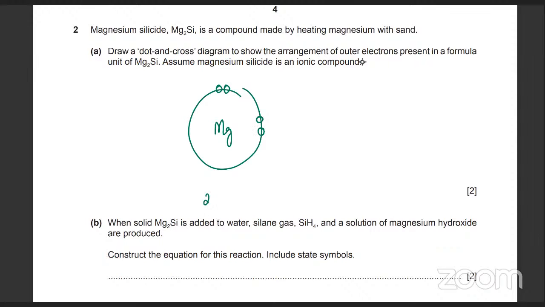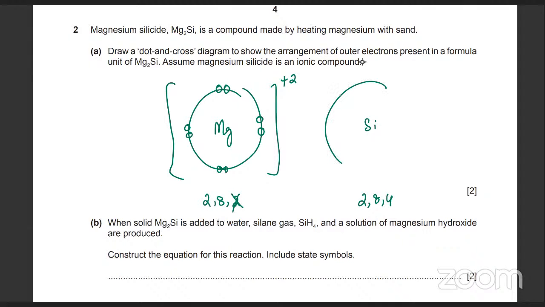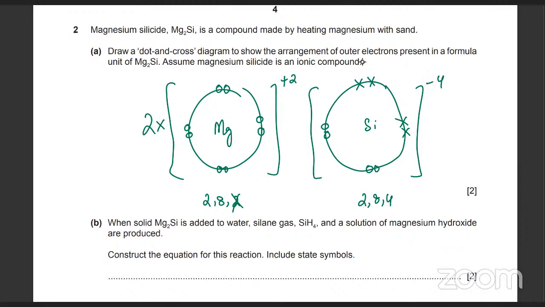Magnesium is 2,8,2, but 2+ means it's going to have 8 electrons in its outer shell, and it will have a charge of +2. Silicon, on the other hand, is 2,8,4. It would gain 4 electrons. So it's going to have 4 electrons and gain 4 more, and it's going to have a charge of -4, which is why you would need 2 Mg for this reaction.